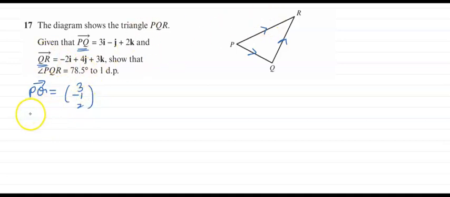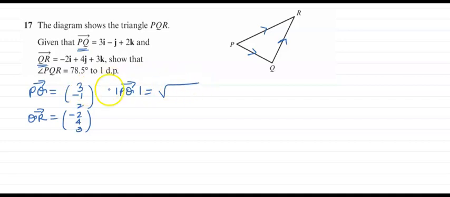QR is given minus 2, 4 and 3. Okay, so we can find modulus of PQ first. Modulus of PQ will be 3 square minus 1 square and plus 2 square. So 3 square is 9 plus 1, 10 plus 4, that is root 14.